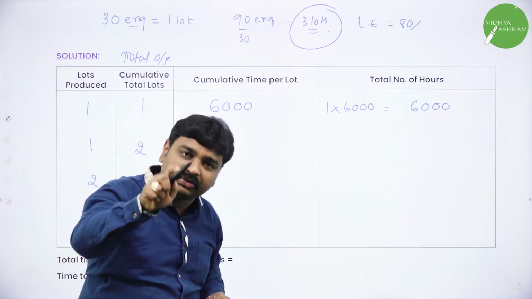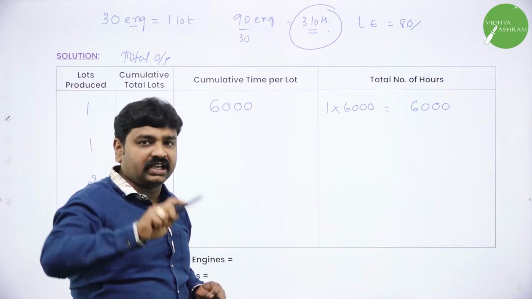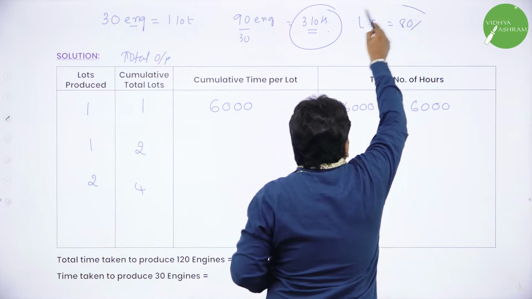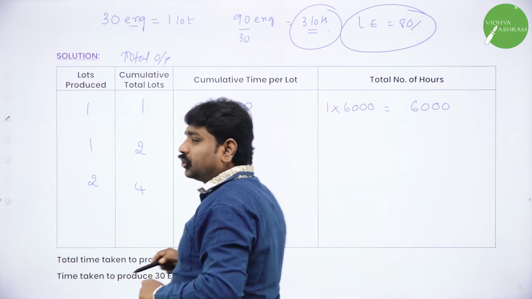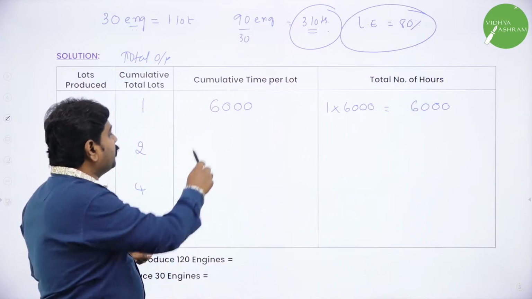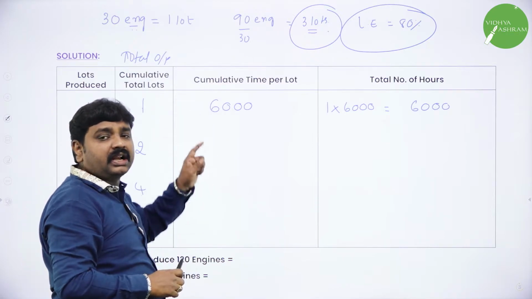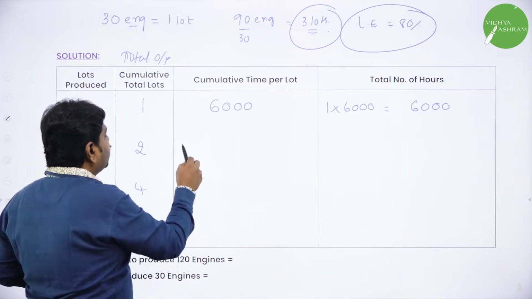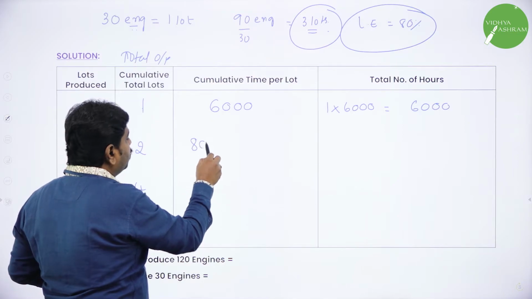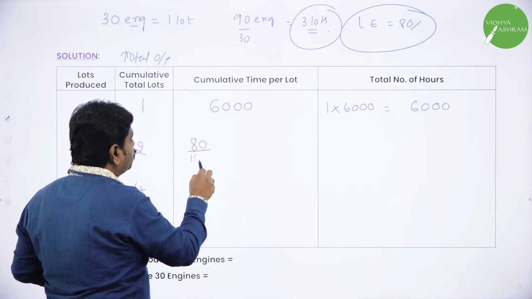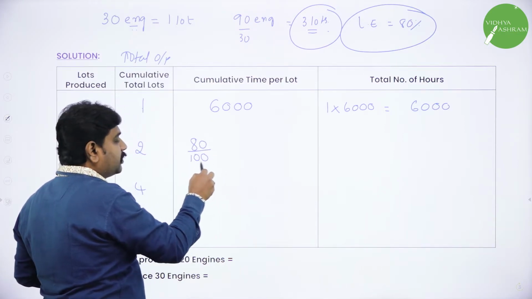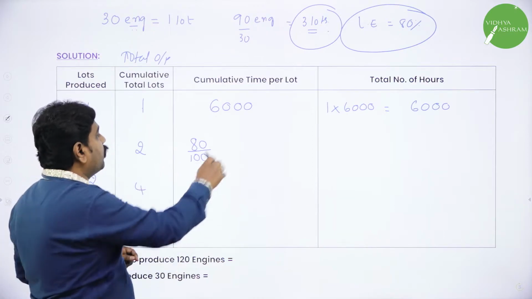In every problem they will give the learning effect. See the learning effect. What is the learning effect? In this problem they gave 80%. So the cumulative average time is 80% of the above time. What is the learning effect? In the problem they give 80%. 80% means 80 per 100. 80% of the above time. What is the above time?